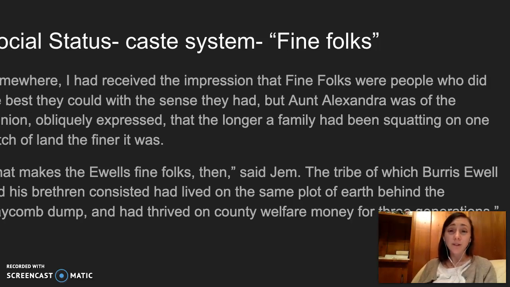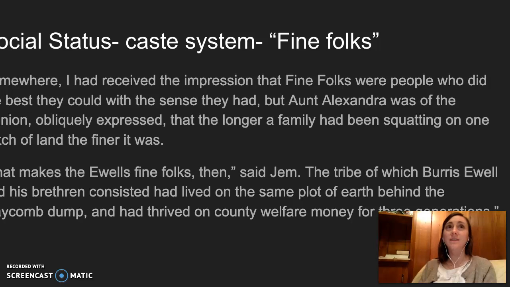Scout says, "I received the impression that fine folks were people who did the best they could with the sense that they had. But Aunt Alexandra was of the opinion, obliquely expressed, that the longer a family had been squatting on one patch of land, the finer it was." Jem responds, "That makes the Yules fine folks." The tribe of which Burris Yule and his brethren consisted had lived on the same plot of earth behind the Maycomb dump and had thrived on county welfare money for three generations.